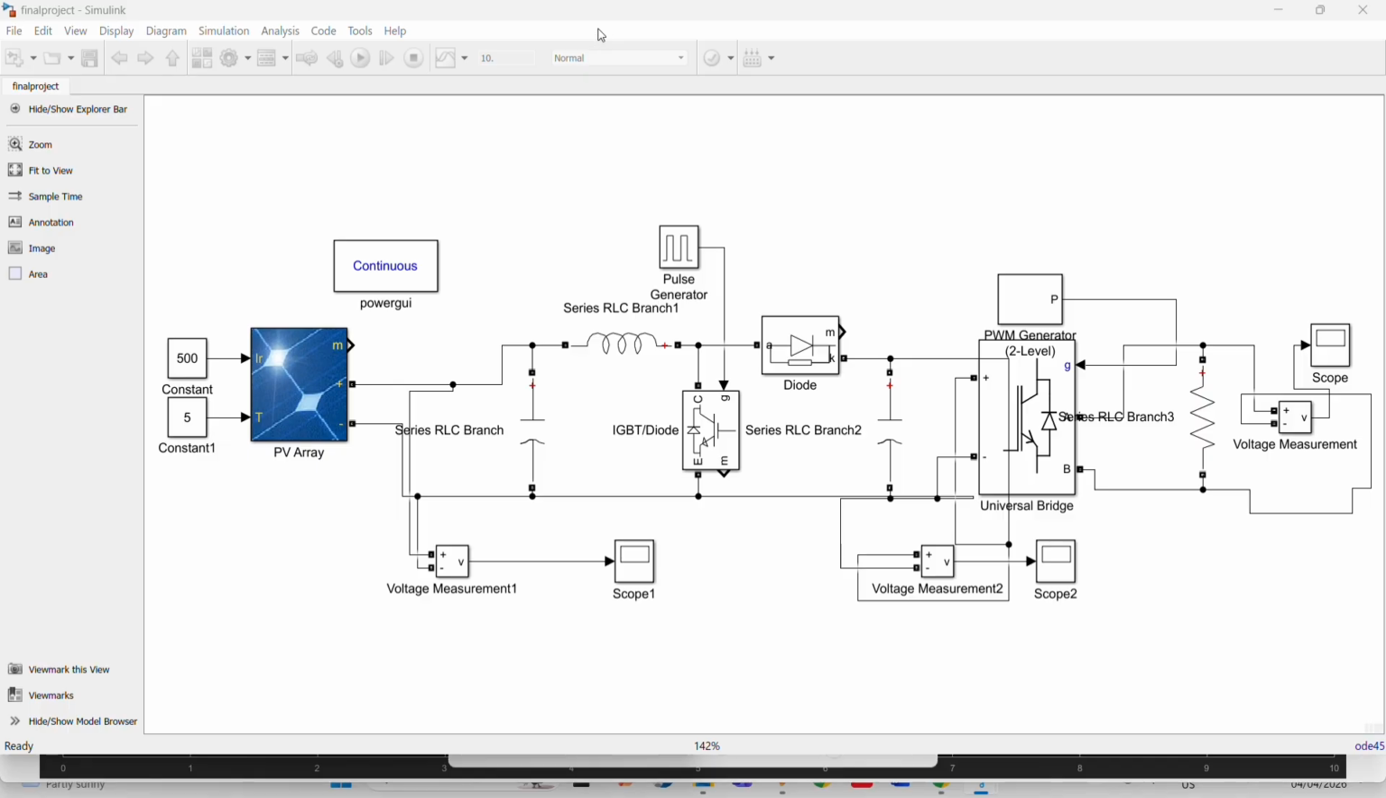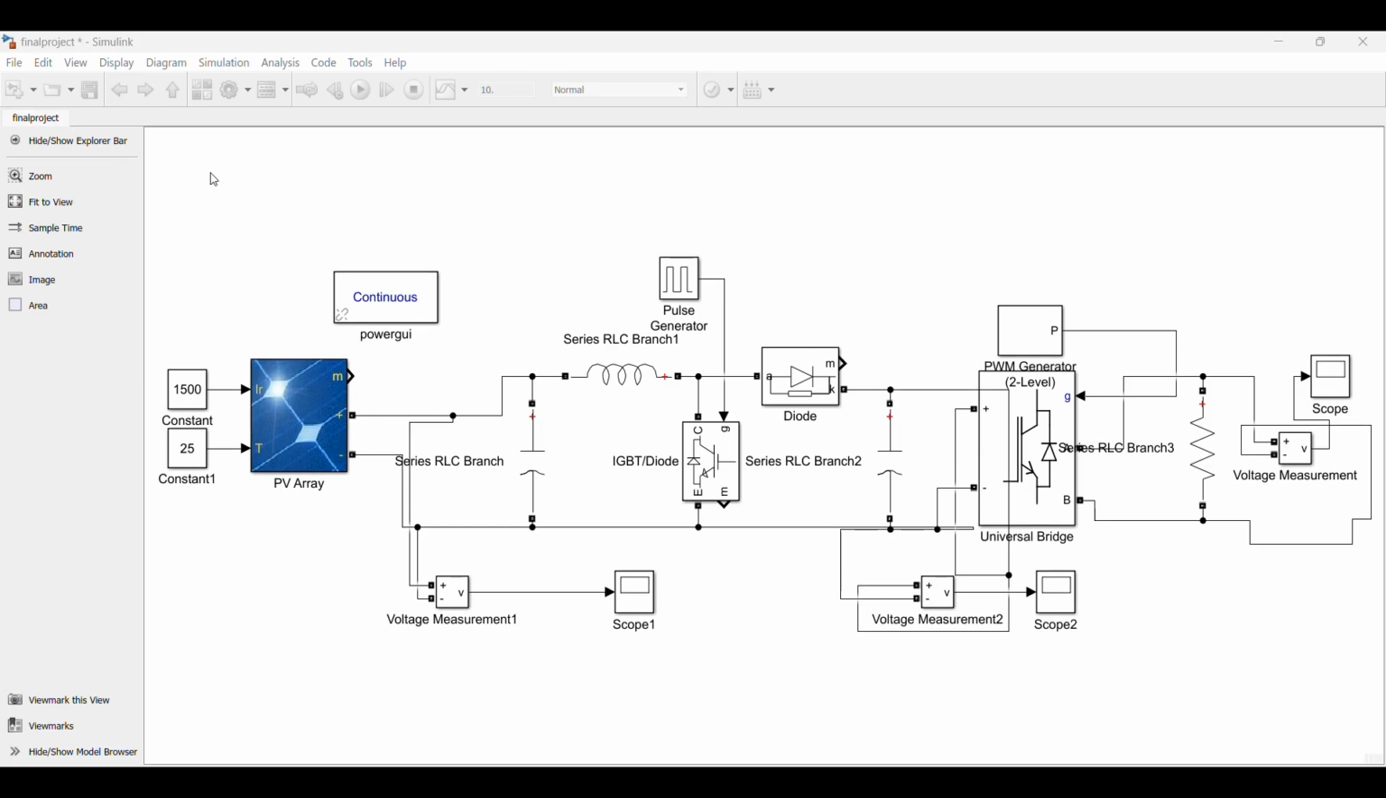As you will notice, there are 3 scopes in this diagram. The first scope is the measurement of the voltage from the PV array, and the second one is after the boost, after the IGBT, diode, or the RLC. Then the third one is after the conversion from DC to AC.